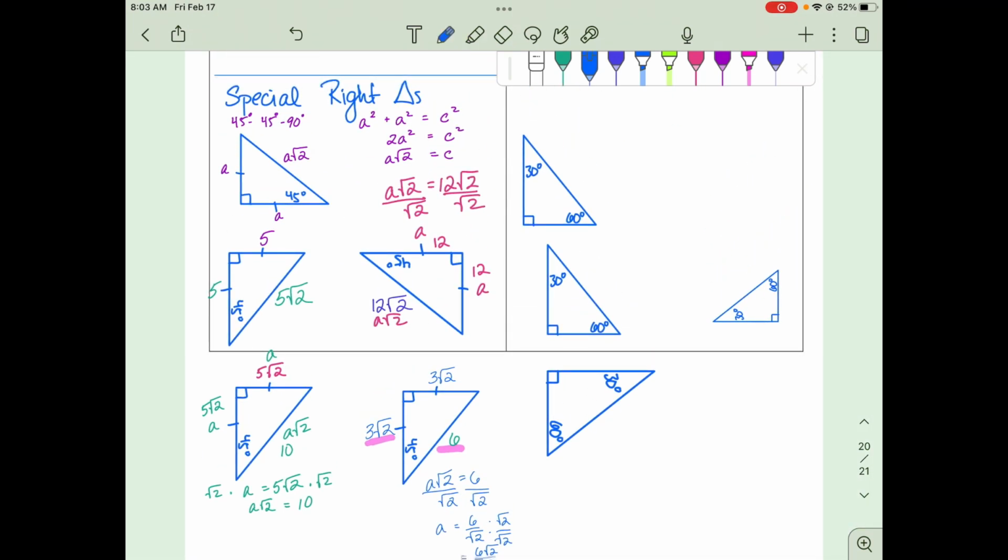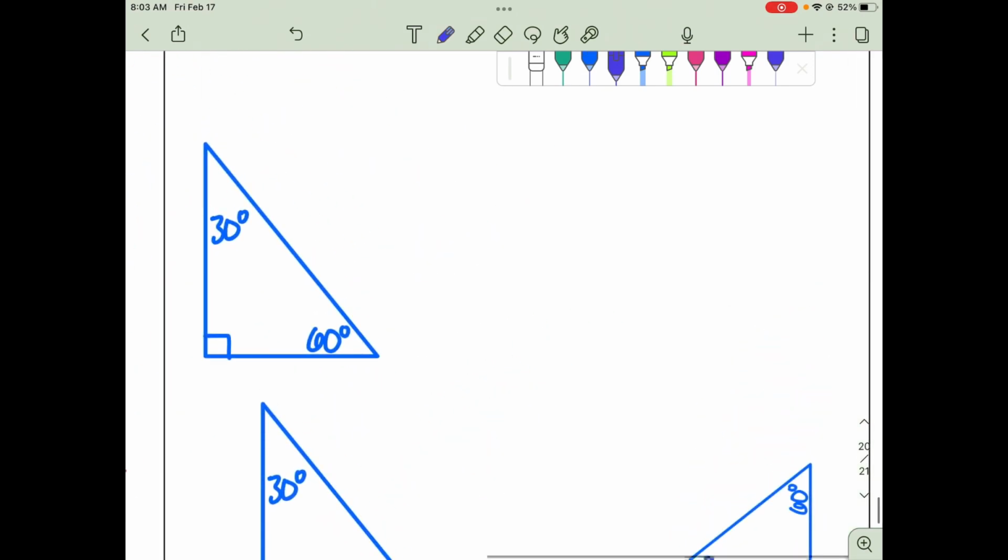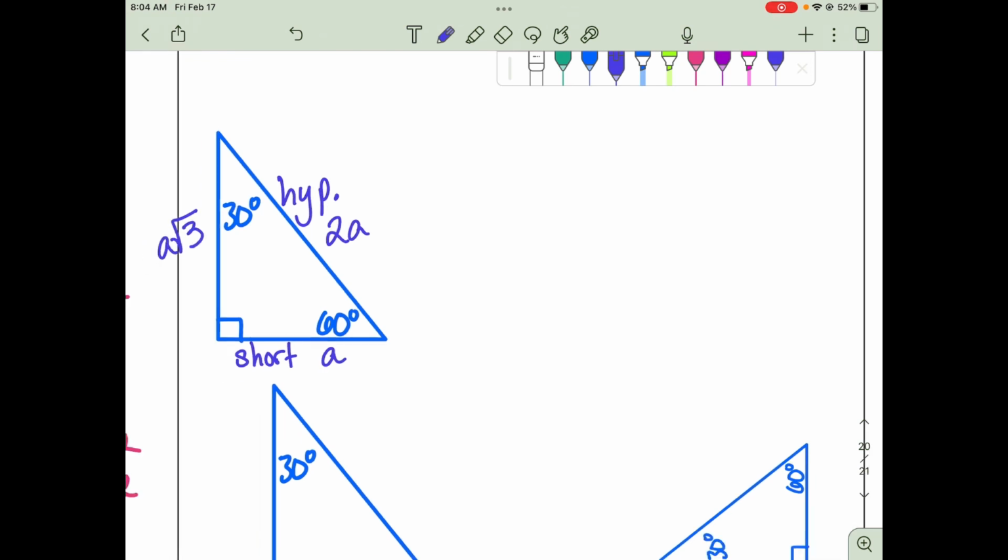Now let's look at the 30, 60, 90s. So for those, all right, the short leg is going to be opposite of the 30-degree angle, and that will be a. The hypotenuse, which is always opposite of the right angle, will be 2a, and the long leg will be a root 3. And that's the ratio of the sides.